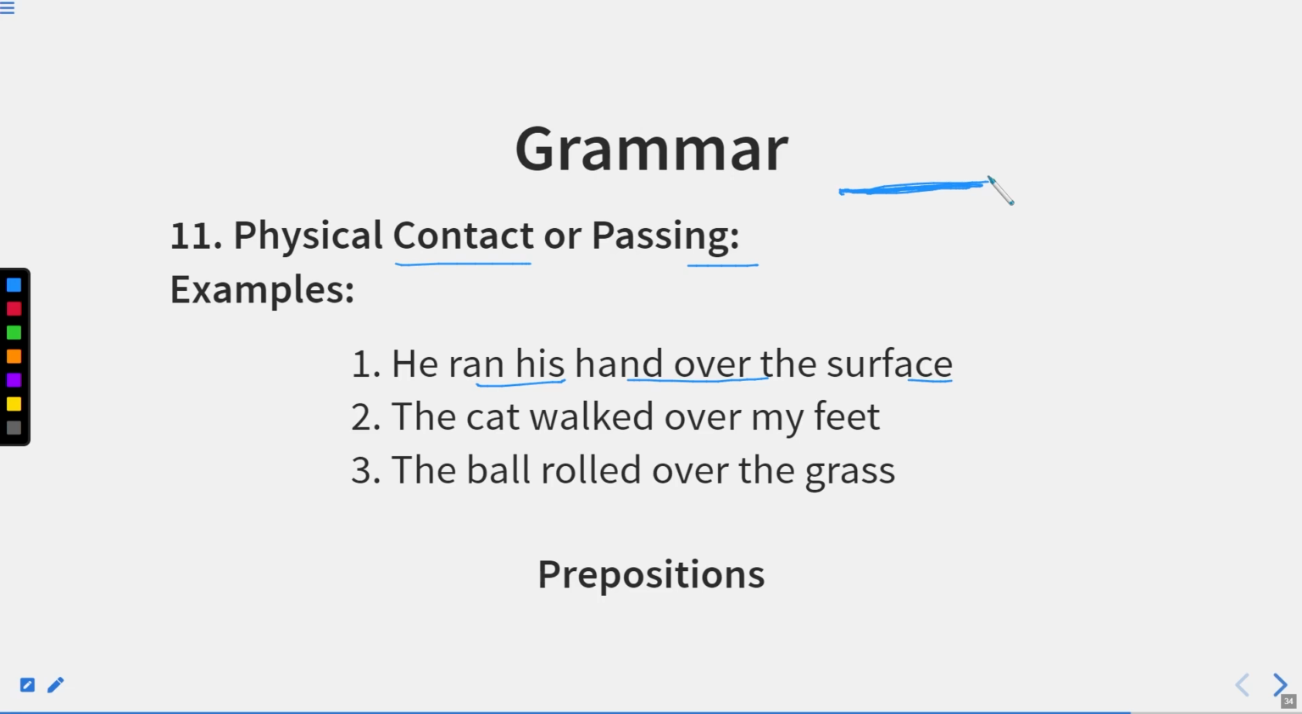The cat walked over my feet. So over my feet, it means she just crossed my feet. The ball rolled over the grass. So you can see the grass over here and the ball is rolling over here.